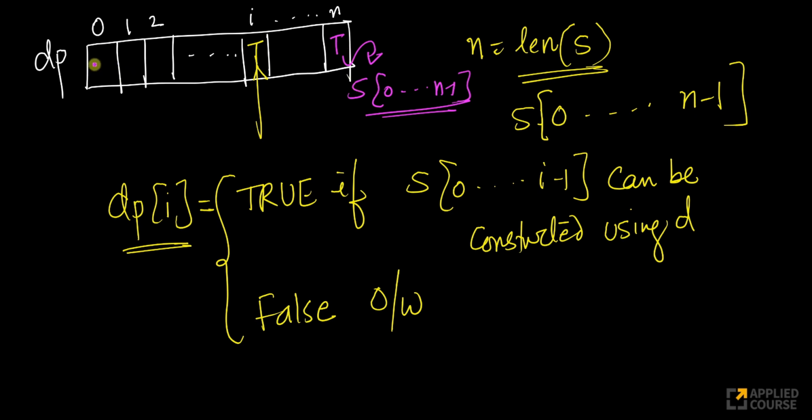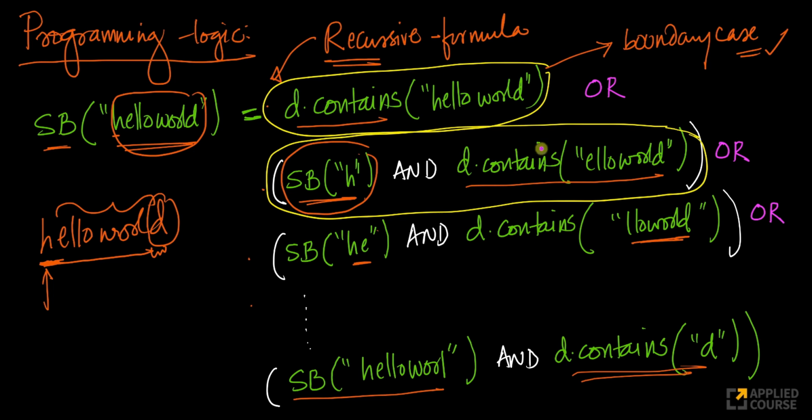So we'll start filling this. Again, what about 0? What will this value be? This value by default will be true. Because what does this mean? This means string from 0 to minus 1. Makes no sense, right? So this value will be filled by default with true. Rest all the values will be filled using this recursion concept.